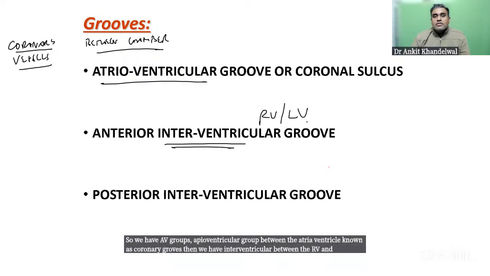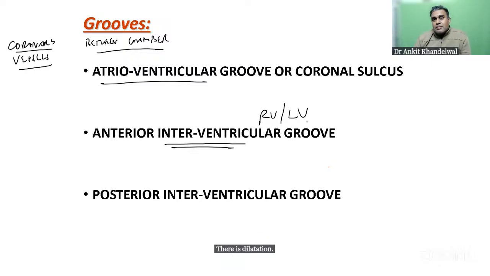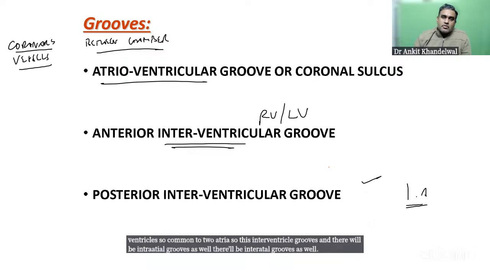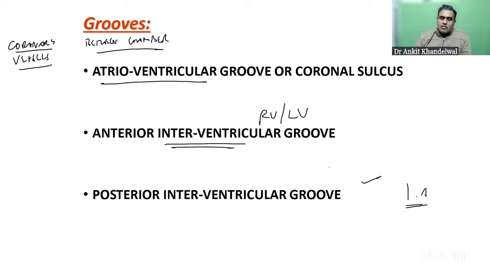Remember, in embryology, we have seen the development of the heart, and I told you there is dilatation, there is folding, there is septation of the developing endothelial heart tube. That septation divides the common ventricle into two ventricles, and the common atria into two atria. So there are interventricular grooves and there will be interatrial grooves as well. Okay, some of the grooves over here.